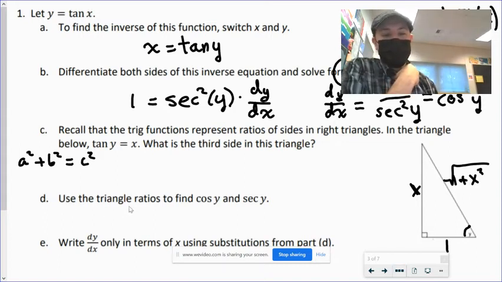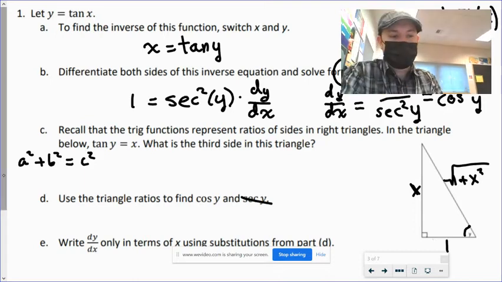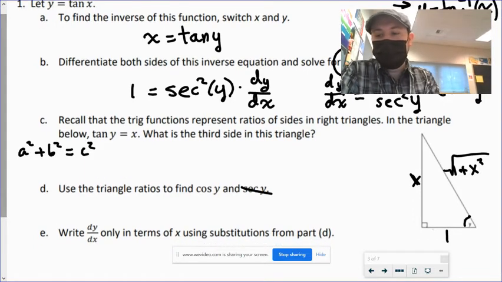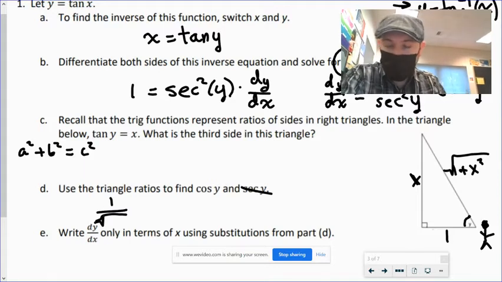So part D says use the triangle ratios to find the cosine of y and or the secant of y. We're just going to stick with cosine. If I stand here at angle y, that's supposed to be a stick man. So if that's my perspective at angle y, cosine, of course, is adjacent over hypotenuse, so that would be 1 over the square root of 1 plus x squared.